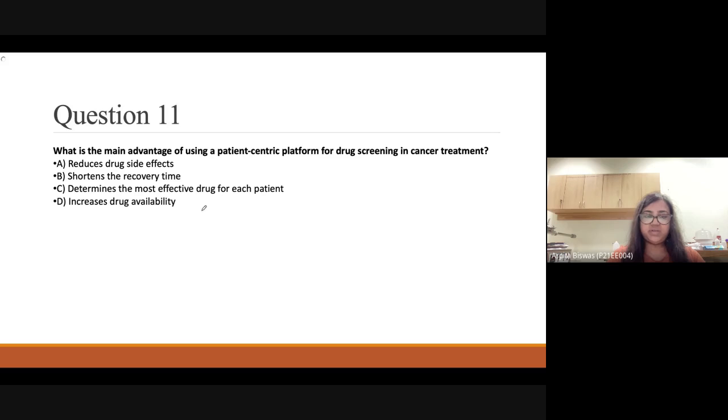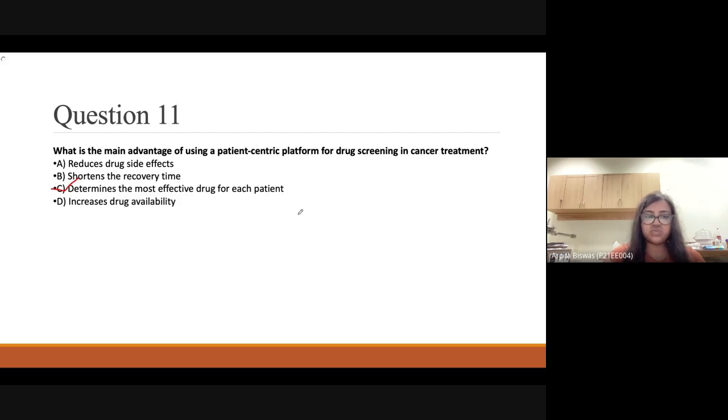What is the main advantage of using the patient-centric platform for drug screening in cancer treatment? The first option is reduces the drug side effect. The second option is shorten the recovery time. The third option is determine the most effective drug for each patient. And the fourth option is increases the drug availability. So the right option is option C, determine the most effective drug for each patient.